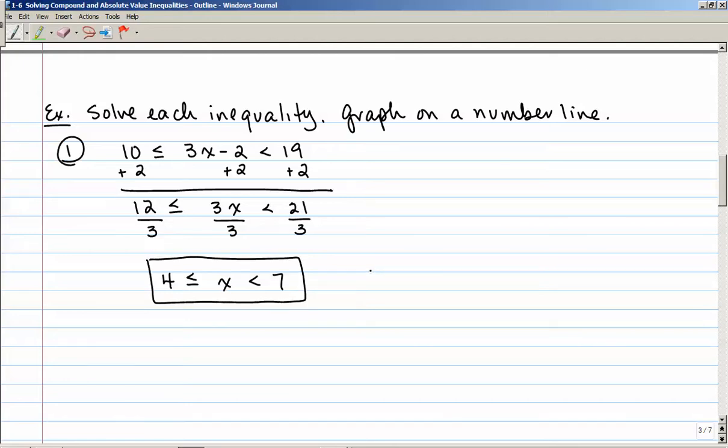Now to graph that on a number line, I'm going to put my two numbers of interest on there, 4 and 7. Don't worry about any other numbers. And x is going to be in this space between 4 and 7. And since this is a less than or equal to, I'm going to have a solid dot here over the 4. And since this is a less than, I'll have an open circle over the 7 and connect them, and it looks kind of like a barbell. And that's what my graph looks like.